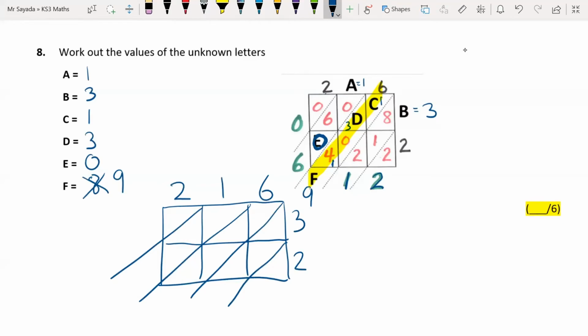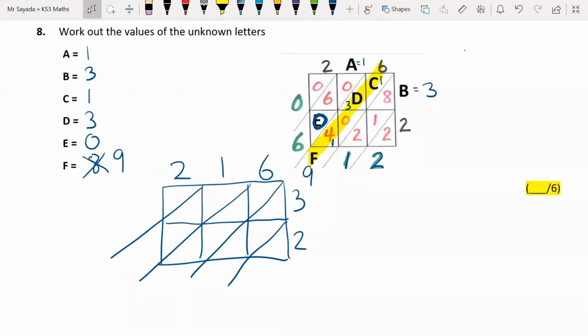So do the times tables with me. What's 6 times 3? 18. What's 6 times 2? 12. What's 1 times 3? 3. What's 1 times 2? 2. What's 2 times 3? 6. And what's 2 times 2? 4. Let's add the diagonals now.